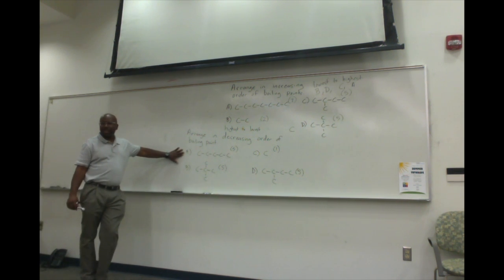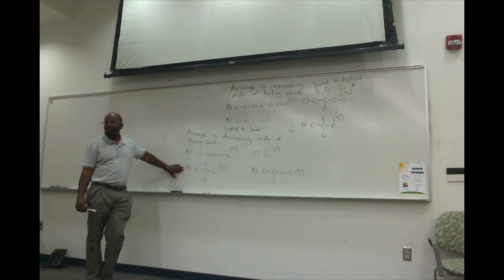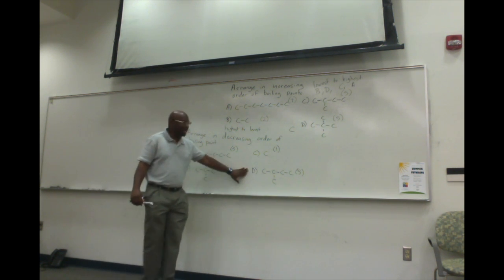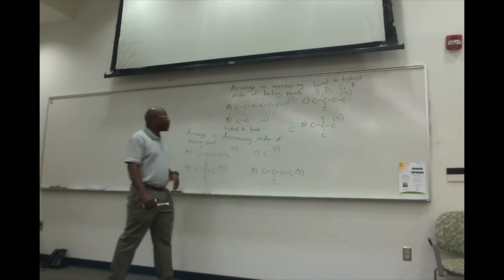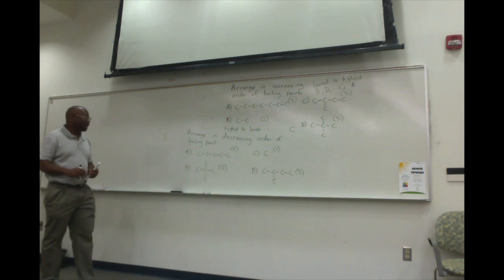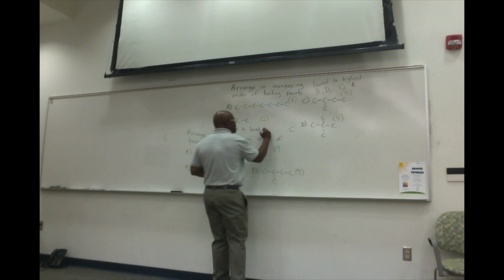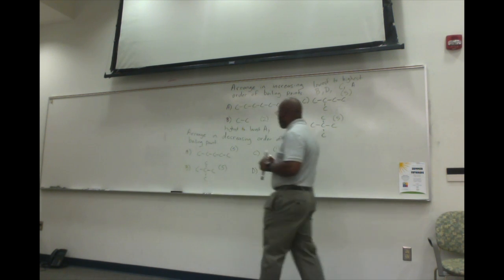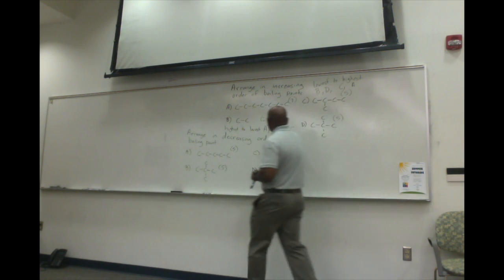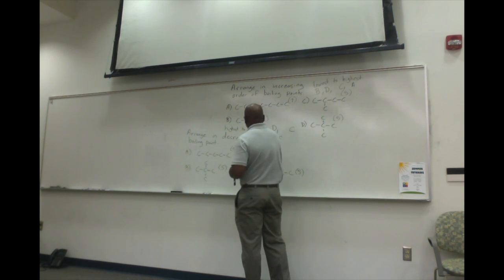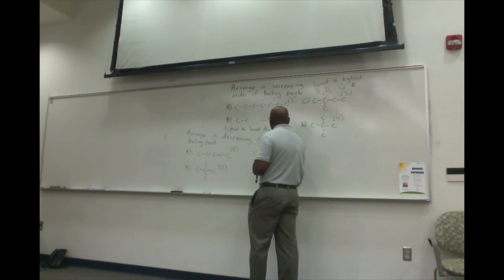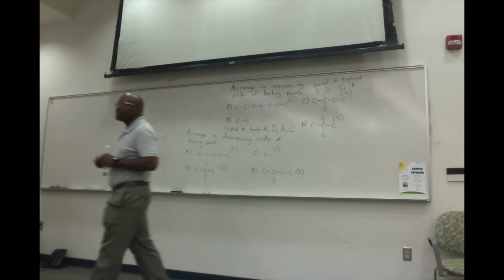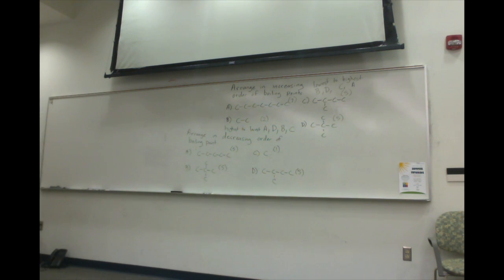Molecule A, how many branches does it have? 0. Molecule B, how many branches? 2. Molecule D, how many branches? 1. The one with the highest boiling point would be A. Second highest boiling point, D. And the lowest from that set would be B. So it'll be A, D, B, C.